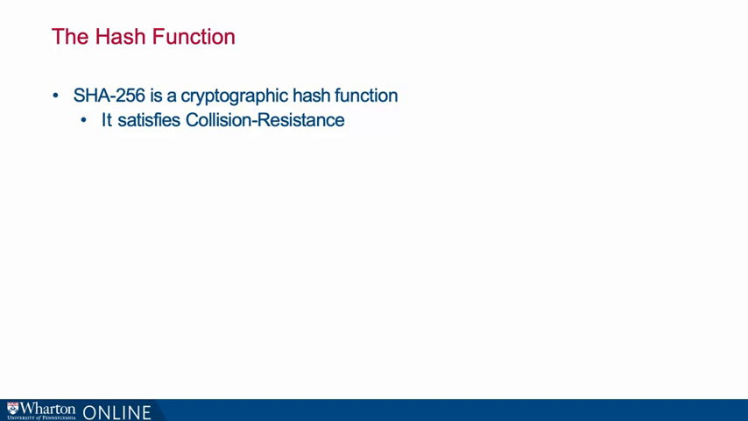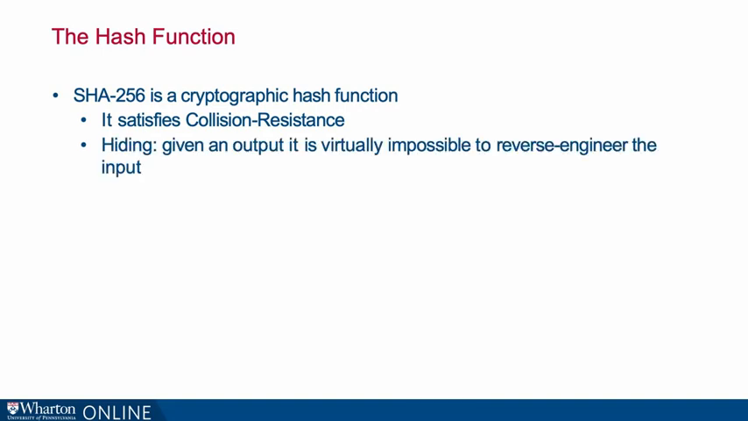Okay, so SHA 256 is a cryptographic hash function. It satisfies collision resistance. That's what I discussed on the previous slide, namely the chance of any 2 values producing the same hash, the same output, is very, very small. It also satisfies a property called hiding, meaning that given an output, it's virtually impossible to reverse engineer the input. And finally, it satisfies a mysterious sounding property called puzzle friendliness, which actually means what it says. You can use it to make good puzzles. So that's something that we're going to discuss later.